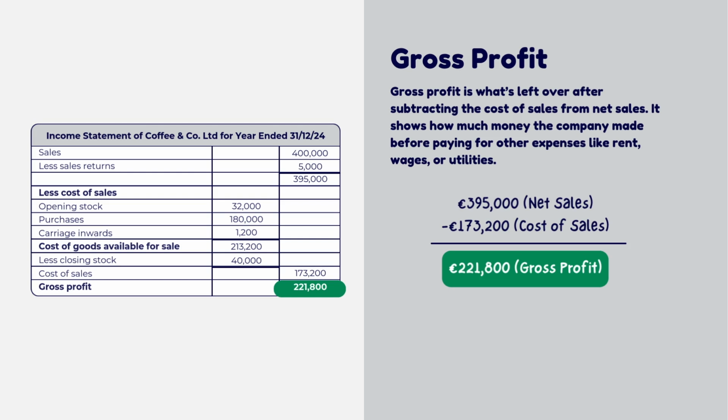€221,800 is the money the coffee shop made. However, this is not just pure profit into the coffee shop's bank account. We didn't factor in things like paying for rent, employees' wages, electricity, internet, etc. And this is exactly what the income statement 2 does, and there will be another video on that will follow this.